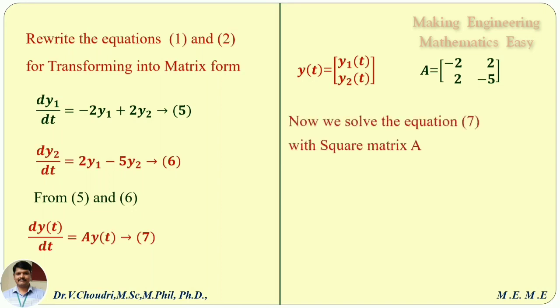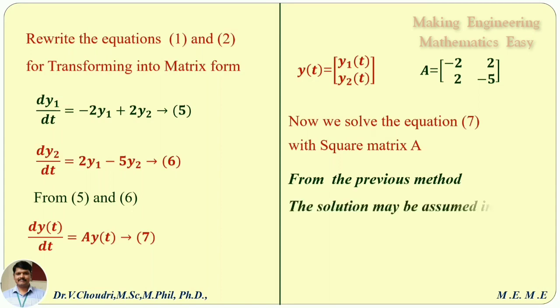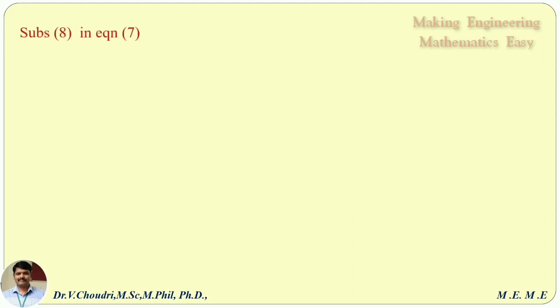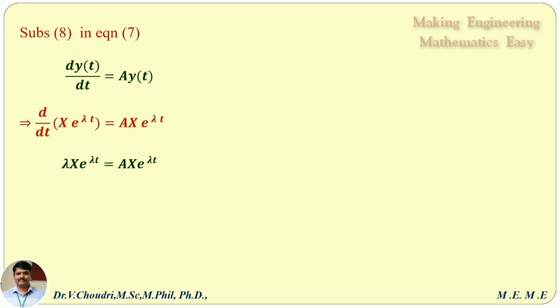Now we solve equation 7 with the square matrix A. From the previous method, the solution may be assumed in the form y of t equal to x into e power lambda t, where x is a column vector. Substitute this in equation number 7. We get d by dt of x e power lambda t equal to A x e power lambda t. After differentiation with respect to t, we get lambda x e power lambda t equal to A x e power lambda t. Simplifying this, we get Ax equal to lambda x. This is the important one.